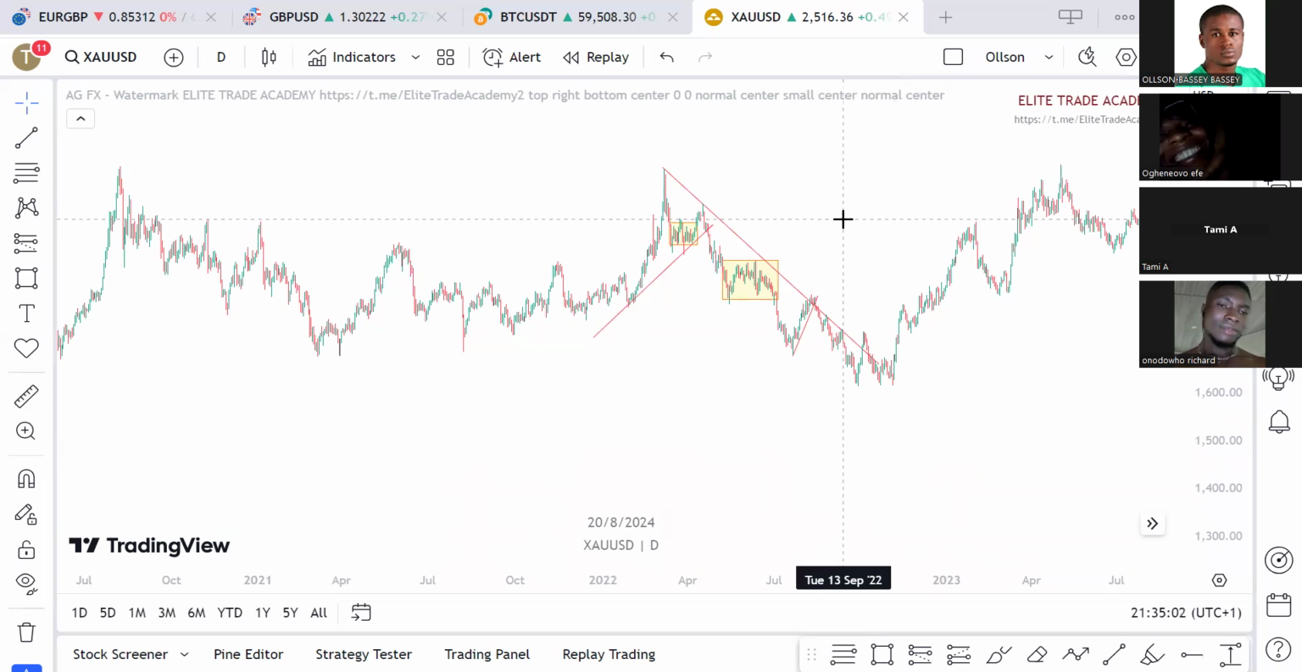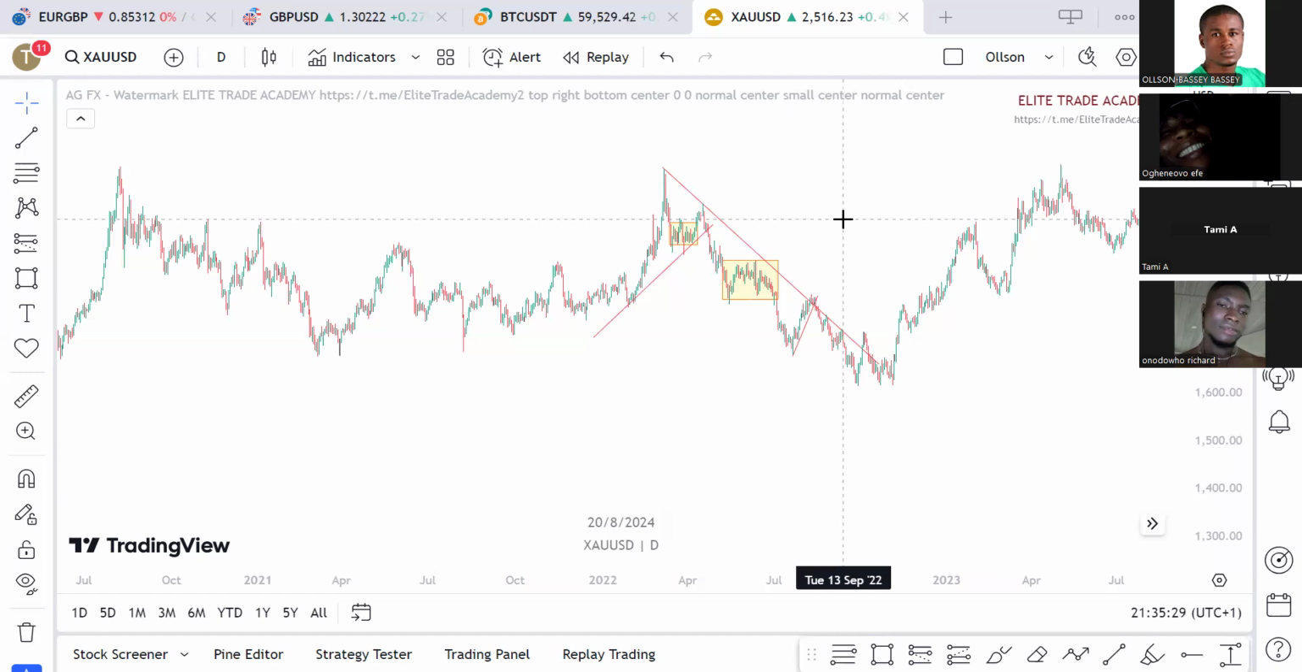Okay, since you're not asking questions, I will ask you. When price is bullish, what are we to look out for? You look out for buying opportunities. Yes. So we look out for buying opportunities.